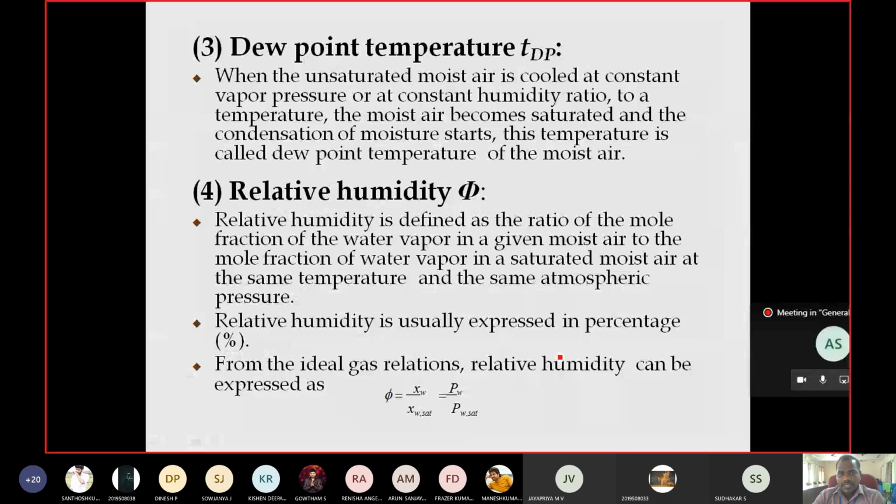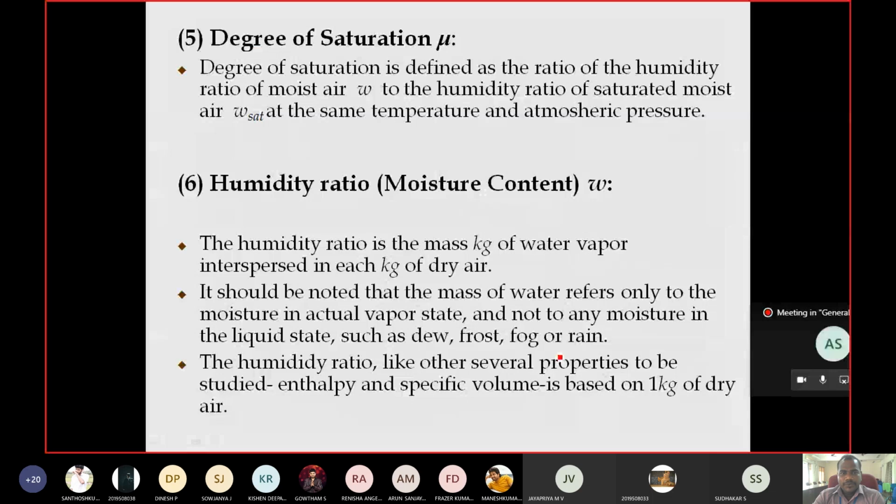Then we have another term, degree of saturation, mu. Degree of saturation is defined as the ratio of the humidity ratio of moisture to the humidity ratio of saturated moisture at the same temperature and atmospheric pressure, right? So again, degree of saturation will be a ratio of the moisture with respect to the saturated moisture. Here we can take the humidity ratio of both to calculate the degree of saturation.